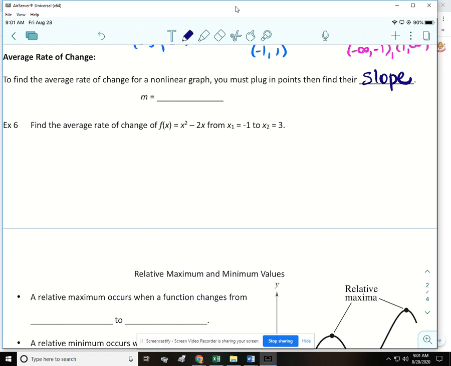So average rate of change is just another way to say slope. And so I hope you guys remember the slope formula. On the slope formula, you're going to subtract the y's on the numerator and subtract the x's in the denominator. Or you can think of it as the change in y over the change in x, which is what I usually do.